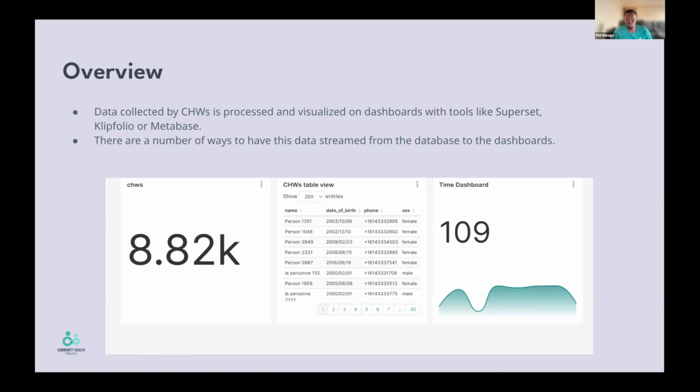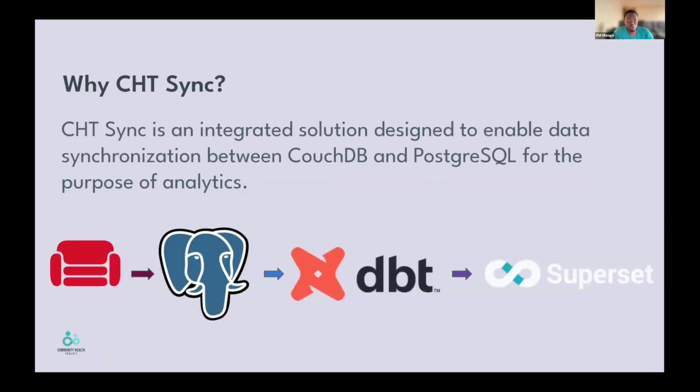There are a number of ways of streaming this data, I think two in our case. We have Couch2PG and CHT Sync, which I'll be talking about today. So the question of why CHT Sync: how we came to CHT Sync is we realized that some of our dashboards are out of date.